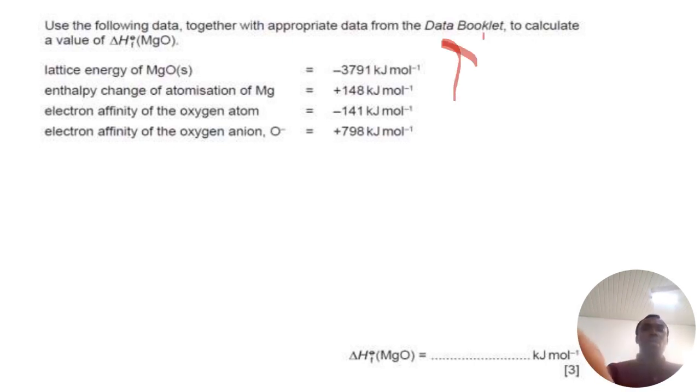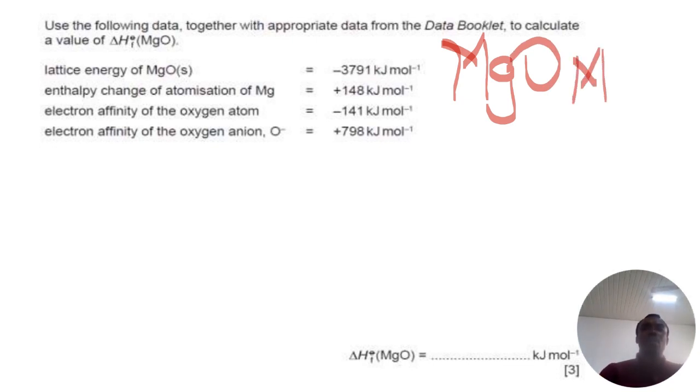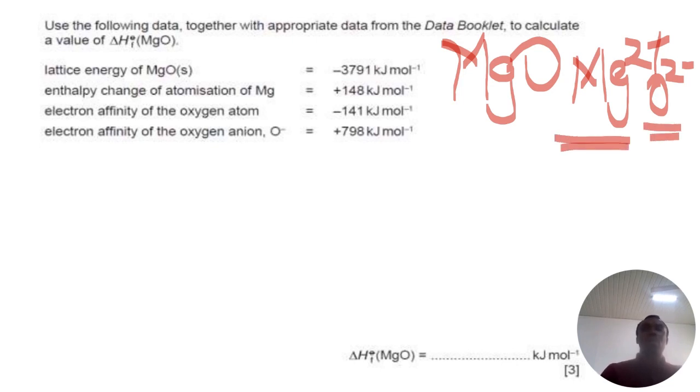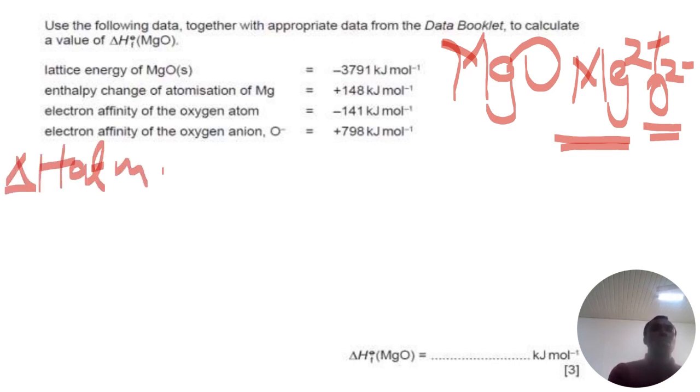So this is magnesium oxide, which is MgO. It consists of Mg2+ and O2-. It's an ionic compound. So are you getting it now? Magnesium oxide. Magnesium is ionized by losing 2 electrons, and oxygen needs 2 electrons to complete its octet state. So we'll have 1 mole of magnesium ion, and 1 mole of the oxide ion.